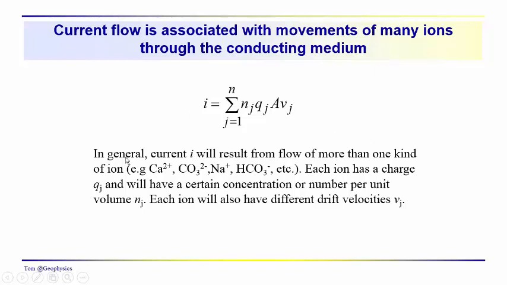In geological materials, current flow is pretty complicated. It's not like electrons flowing through copper wires. So we have carbonate ions, calcium ions, sodium, hydrogen carbonate, and so on. Each of these ions has a charge, Q sub J, and there'll be a certain concentration per unit volume associated with each ion, so we have an N sub J in there. And then we have a drift velocity for each of these different ions. So current becomes a more complicated expression. It's a summation of all these different currents associated with the different ions that we have dissolved in solution.